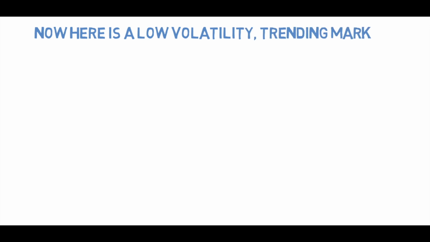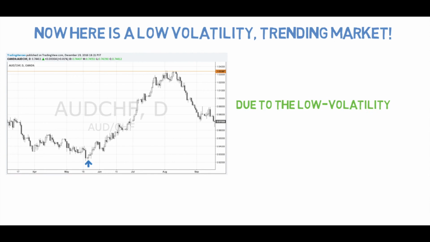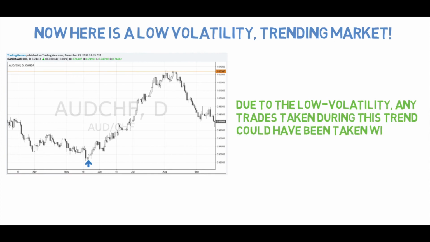Now, here's a low volatility trending market. Due to the low volatility within this next image, trades taken during this trend could have been taken with very tight stops, and you would certainly have profited if you traded within this, and you would have risked very little.